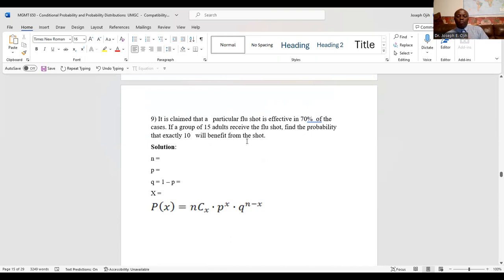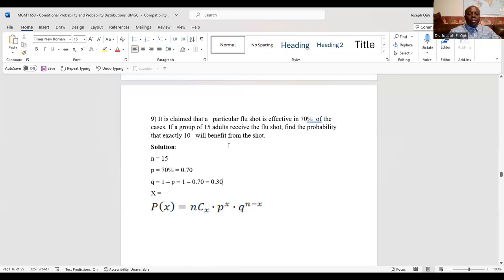Now look at this. How do you know it's a binomial? Because there's only 2 outcomes. Either it's effective or it is not. So it says, find the probability that exactly 10 will benefit. If a group of 15 receive it, how many people receive it? 15. So N is 15. And it's effective 70% of the time, which means P is 70%, which is 0.70. Then Q is 1 minus P, which is 1 minus 0.7. That will give us 0.3.